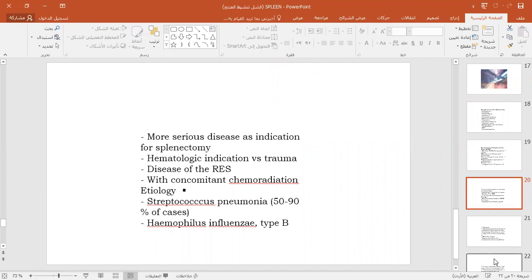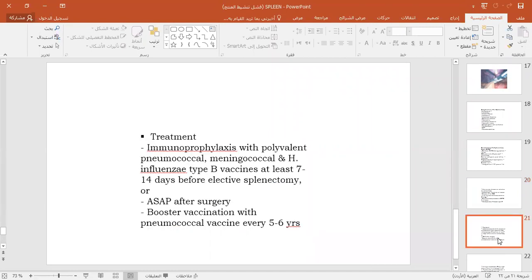Etiology of post-splenectomy sepsis: it is usually caused by Streptococcus pneumoniae, about 50 to 90%. Haemophilus influenzae type B also causes post-splenectomy sepsis. What is the treatment of post-splenectomy sepsis? Prevention is by immunoprophylaxis with polyvalent pneumococcal, meningococcal, and H influenzae type B vaccine at least 7 to 14 days before elective splenectomy.